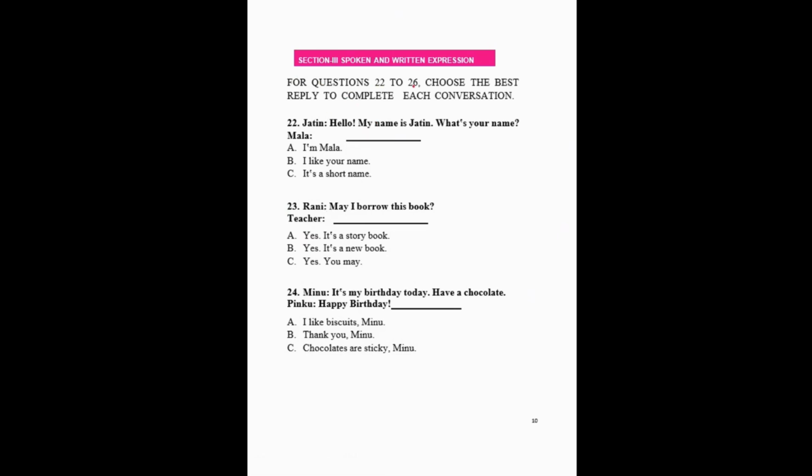There, the questions 22 to 26. Choose the best reply to complete each conversation. Each conversation means the way we converse with people. What should be the best answer for that? So question number 22. Jatin: Hello, my name is Jatin. What's your name? Mala. What would Mala be saying? I am Mala, I like your name, or it's a short name. It would be I am Mala, because if somebody is introducing themselves to us, we should introduce ourselves too.